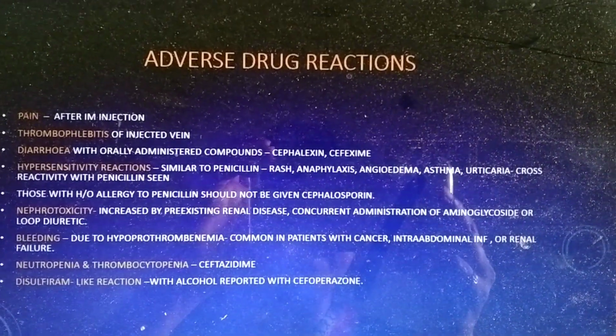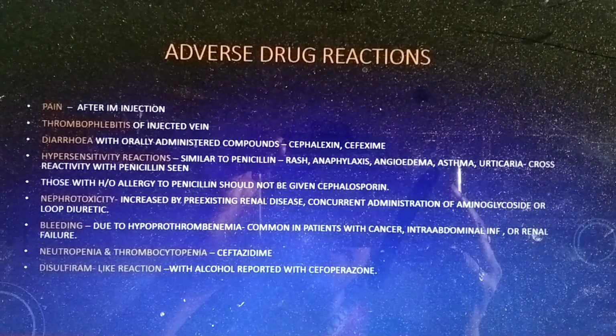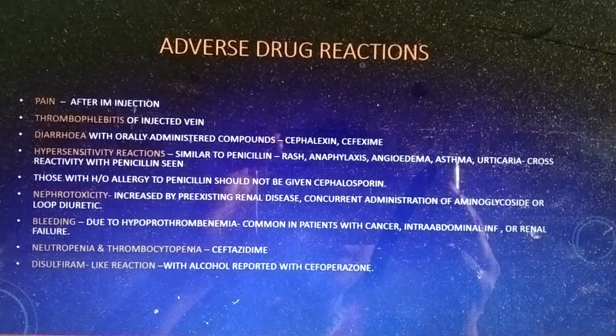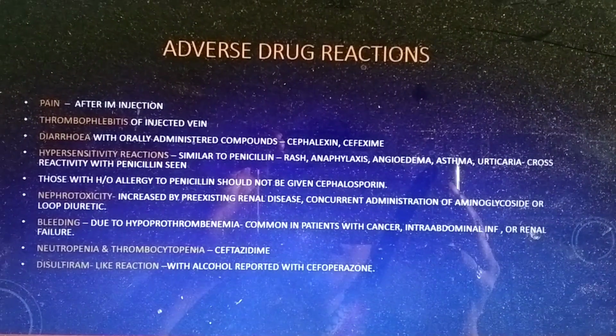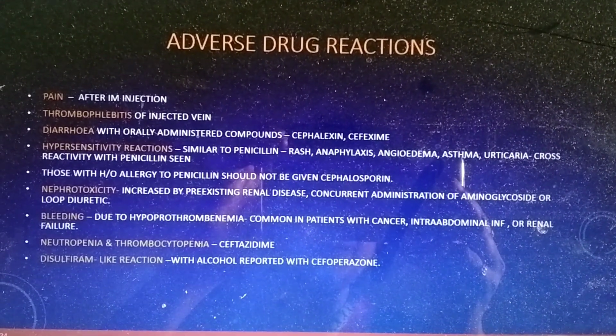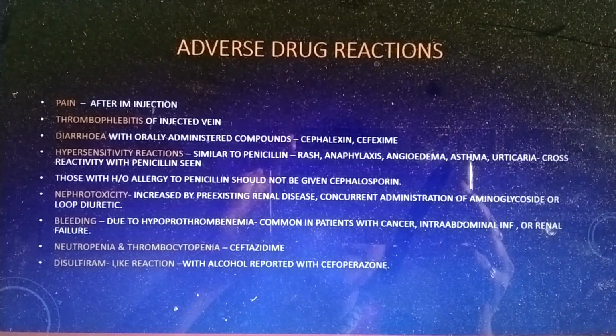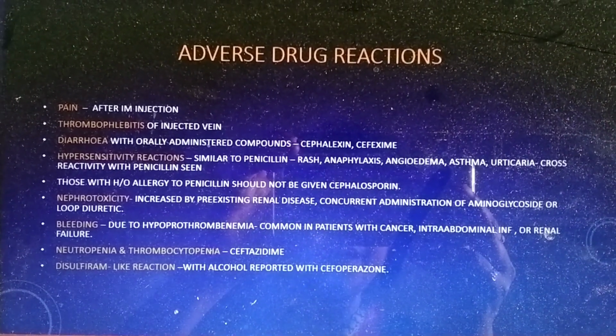Then bleeding. Bleeding is due to hypoprothrombinemia, common in patients with cancer, intra-abdominal infections, or in renal failure. So bleeding can be seen in these patients when cephalosporins are given, especially in renal failure or in cancer patients, and this is due to the hypoprothrombinemia.